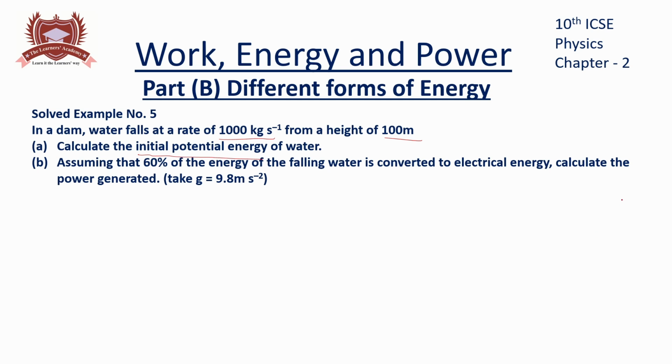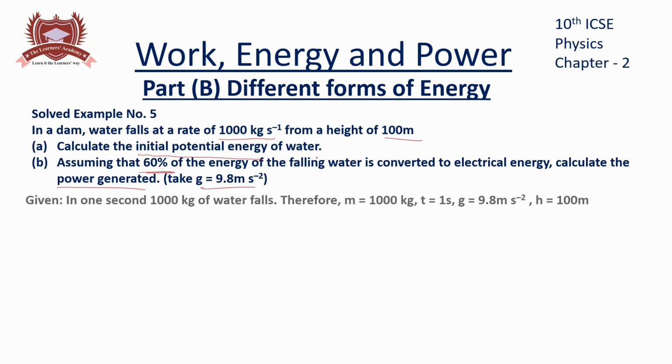Now, we have a dam which is storing water in it, so it would have a lot of potential energy, and we are assuming 60% of the energy of the falling water is converted into electrical energy. So how efficient is our machinery at converting it into electrical energy? It is 60% efficiency. So we use this to find the power generated. G is to be considered as 9.8 meters per second squared. So let us go ahead with the first part, that is to calculate the initial potential energy.